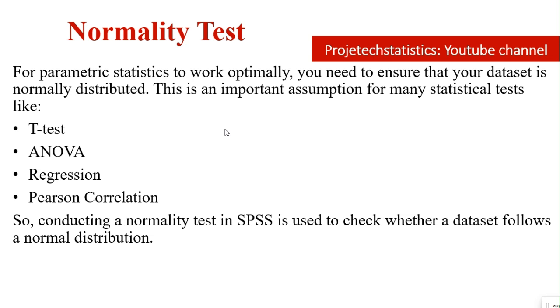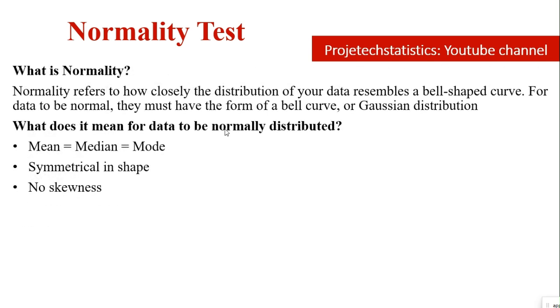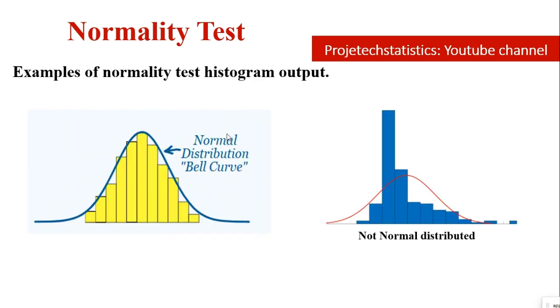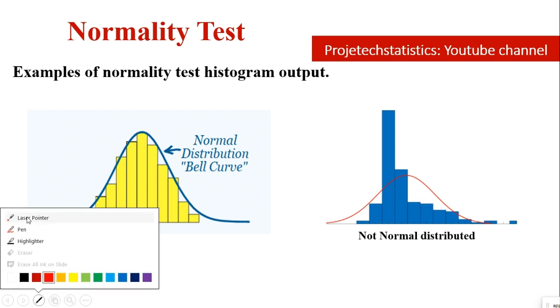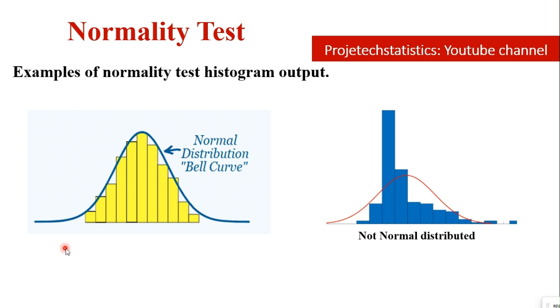So conducting a normality test in SPSS is used to check if the data set follows a normal distribution. Now, first of all, what is normality? Normality refers to how closely the distribution of your data resembles a bell-shaped curve. For data to be normally distributed, they have to have the form of a bell shape or a Gaussian distribution. Now, this is an example of data that is normally distributed and data that is not normally distributed.